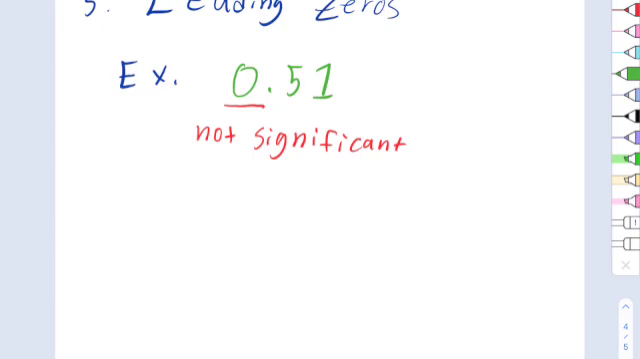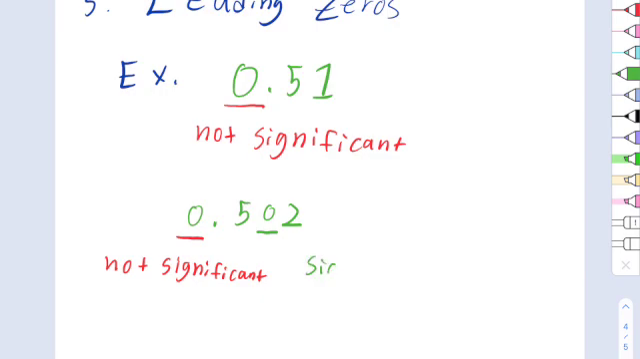Same logic, for the number 0.502, we would not count the first 0 as significant because that's a leading 0, but we will count the second 0 as significant because it's not a leading 0, and it's also sandwiched between two non-zero numbers, 5 and 2. So in this case, we would see 3 significant figures in total.